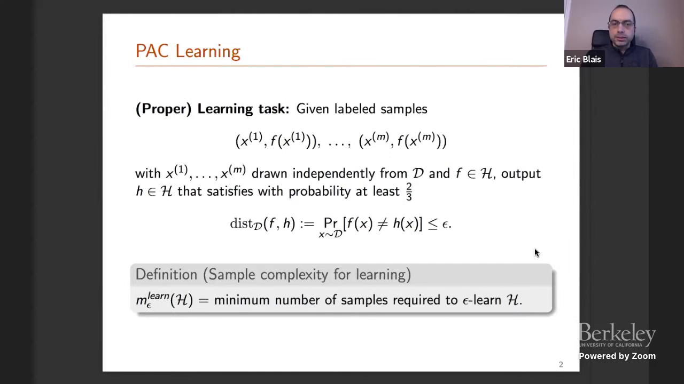where the key point is that this distance is measured according to the unknown distribution D. Now, what we're going to say is that m_learn of H is the minimum number of samples required to learn a function from this class. And this is how we'll be comparing testing and learning in terms of sample complexity. So this is the learning task.